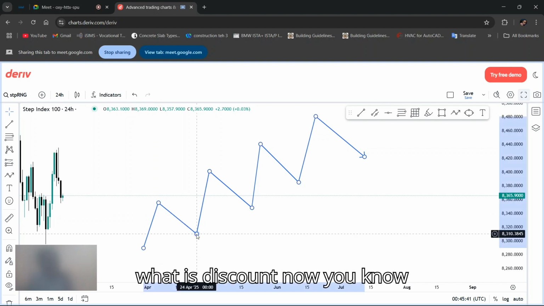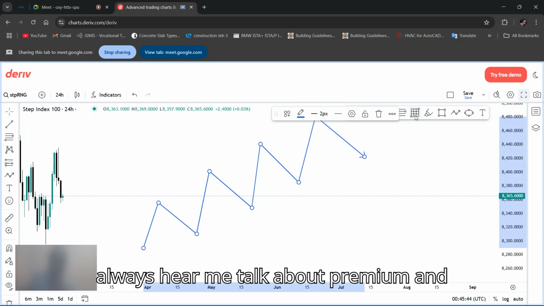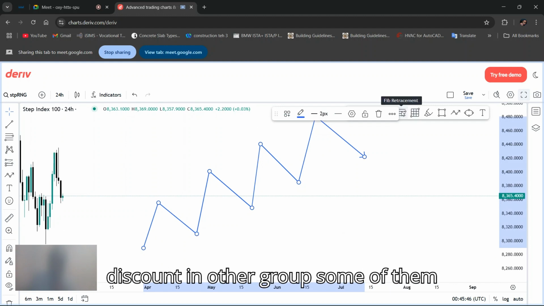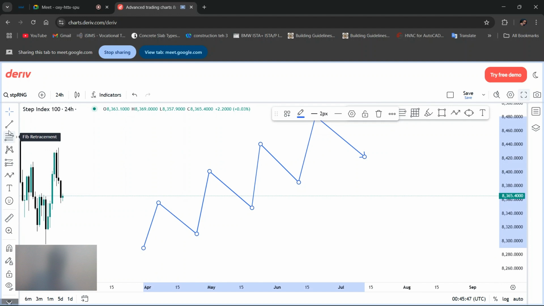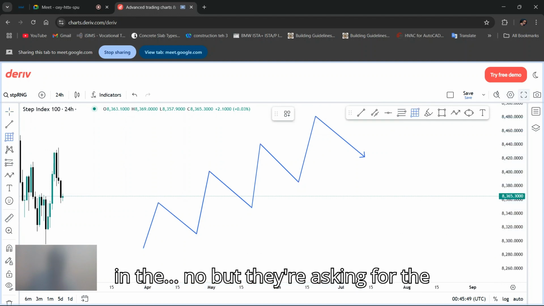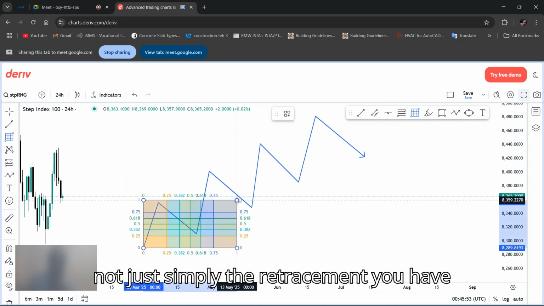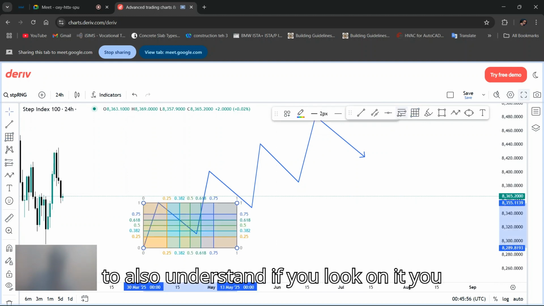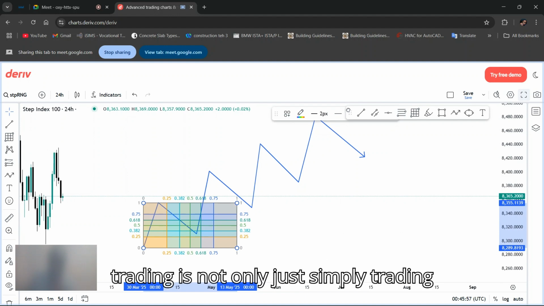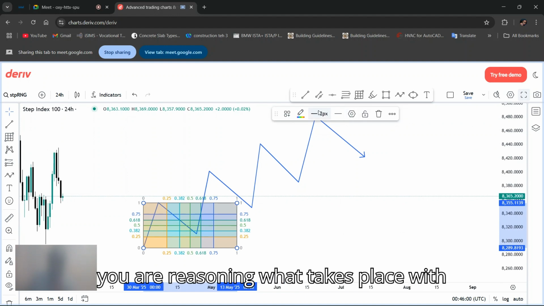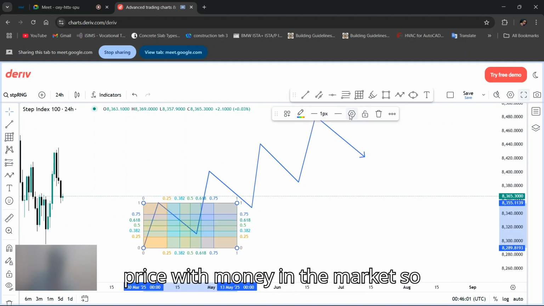What is discount? Now, you always hear me talk about premium and discount in the group. Some of them might not understand, but it's not simply a retracement. You have to also understand it in the sense of reasoning, because trading is not only simply trading. You reason out what takes place with price, with money in the market.